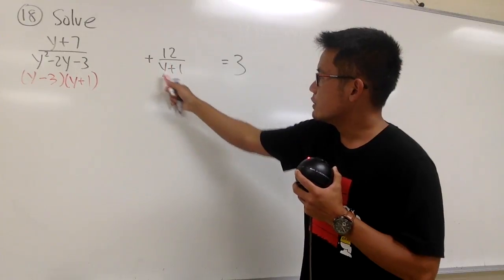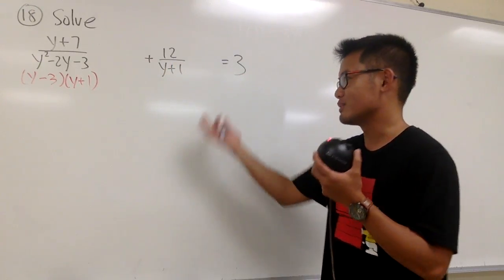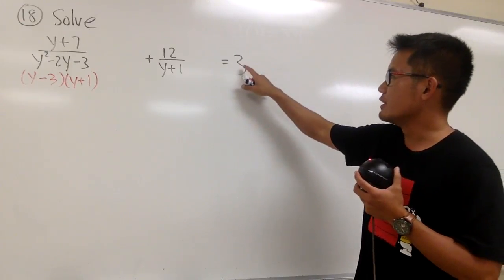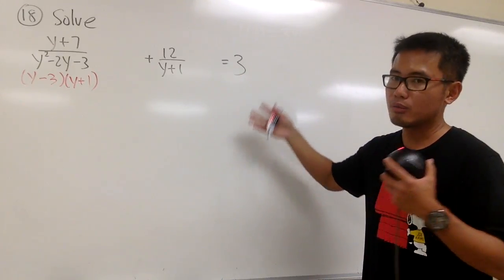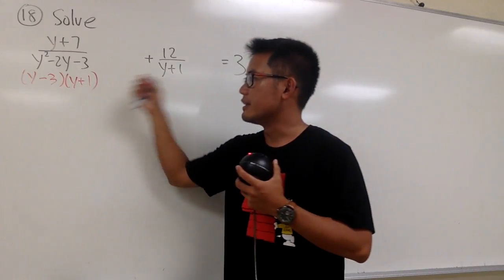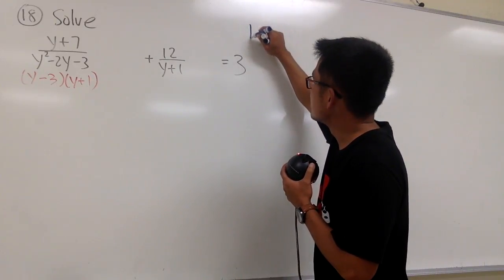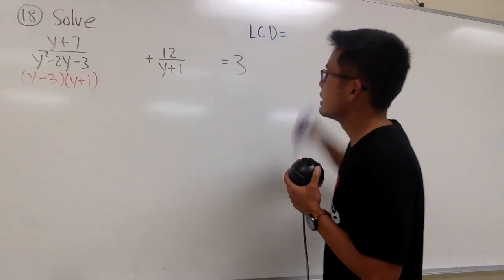Okay, this denominator here, we just have y plus 1. So we don't have to factor it because we cannot factor it. And this is technically like 3 over 1, so it doesn't really matter that much either. We are looking for this and that. So here is going to be the lowest common denominator. Let me just put this down right here for you guys.